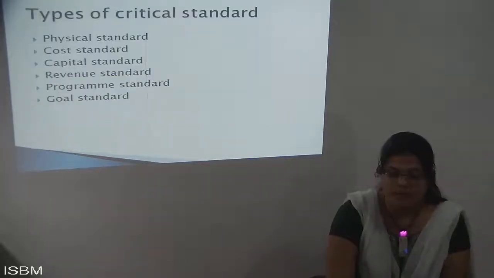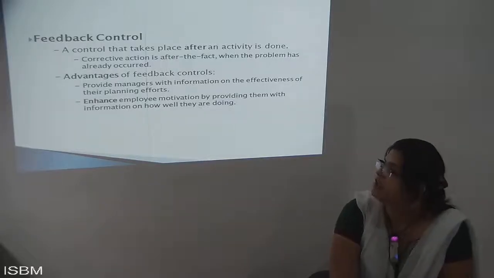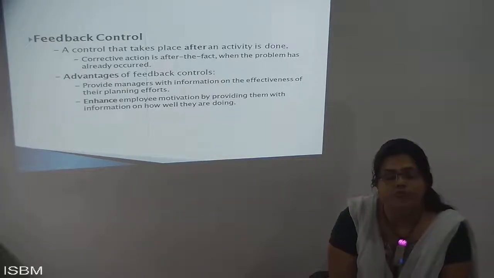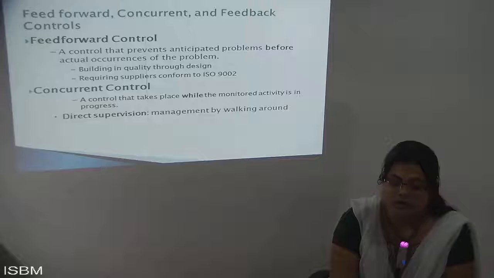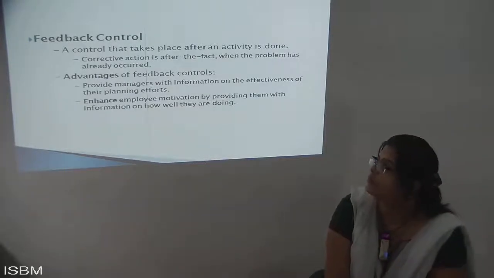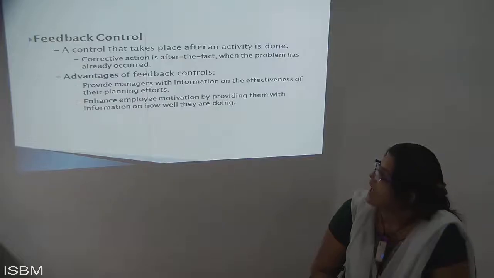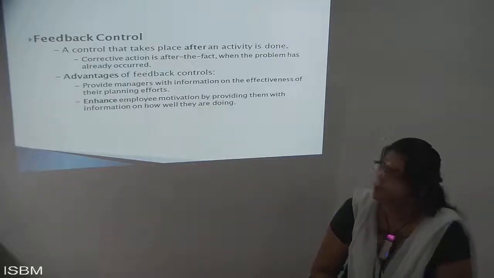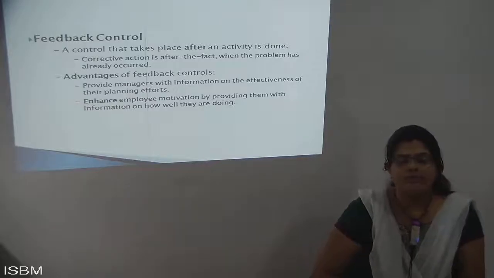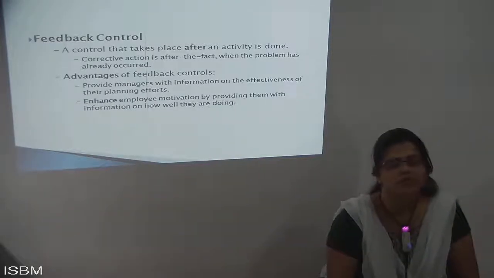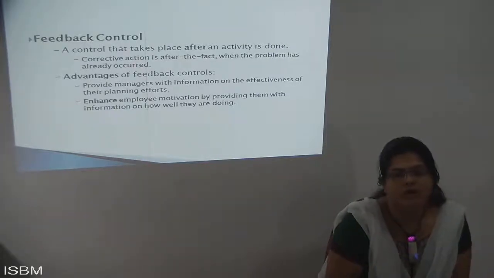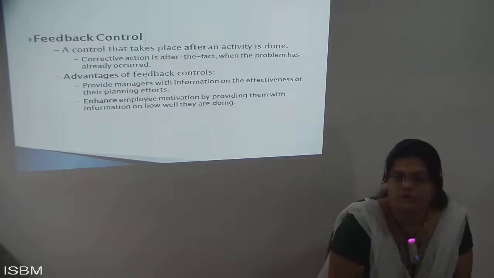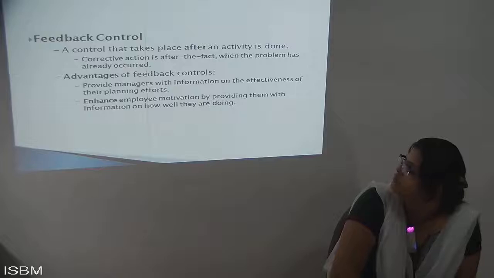Then here it is related to feedback control. As we learn, there are three things: one is feed forward control, next is concurrent control, and then feedback control. Feedback control is control that takes place after an activity has been done. Once your activity is done, finally you get the feedback, whether it has been right or wrong. Then corrective action is taken after the fact, when the problem has already occurred.